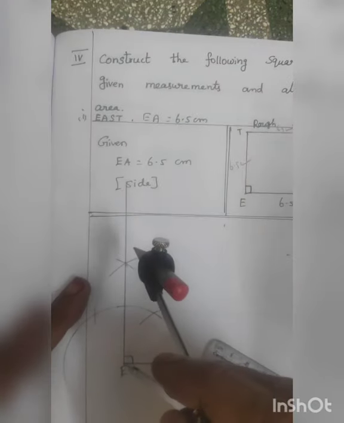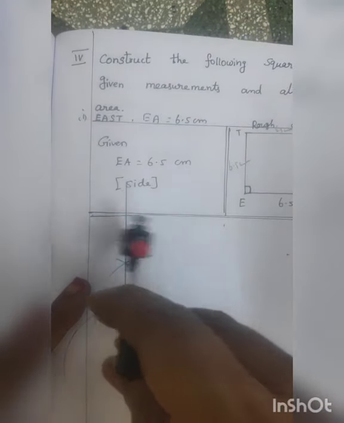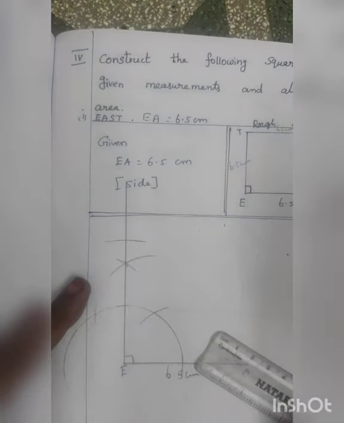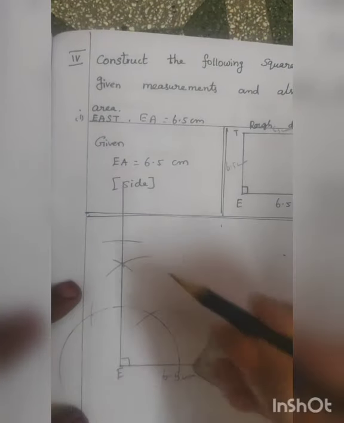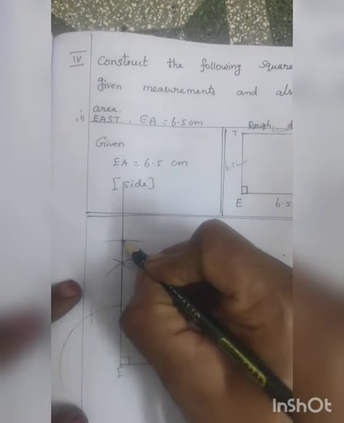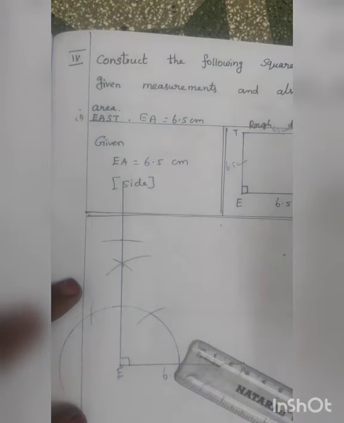First, at the E point, we cut the arc. Here, coming up, what is this point now? T point. This point is now the T point.